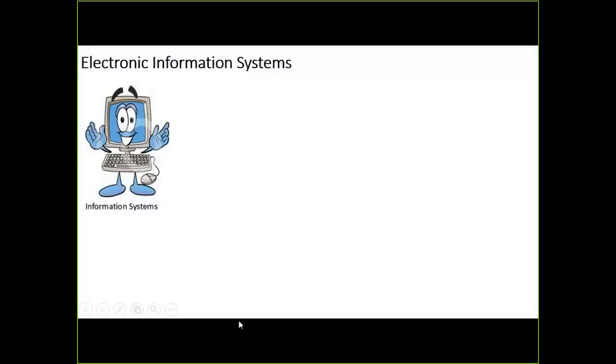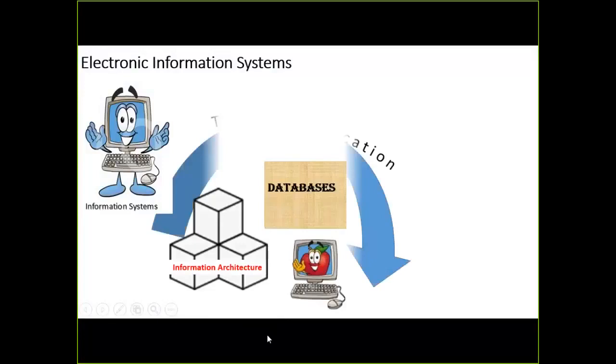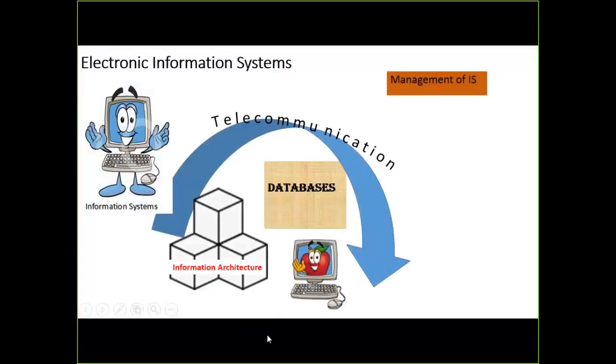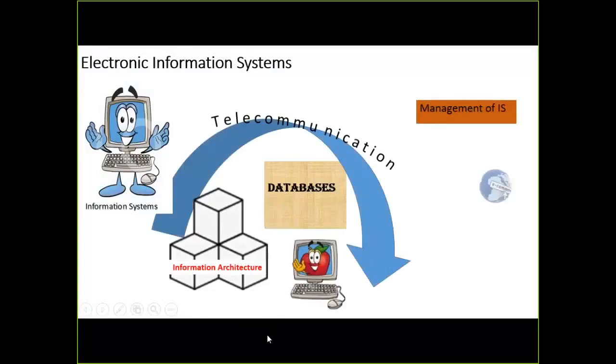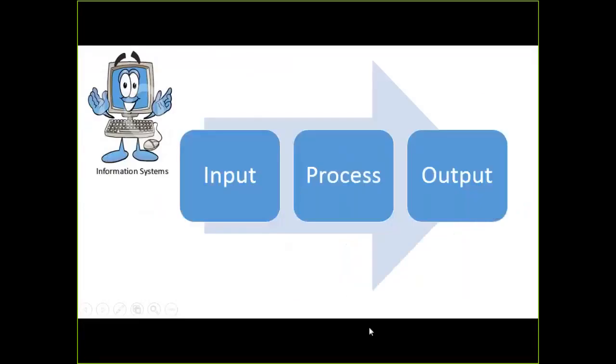So what are information systems? Also, what is information architecture? What are databases? How about telecommunications? How about management of information systems and e-commerce or productivity software? As you see, there is a number of different areas to look into when we talk about electronic information systems. So we're going to start with the definition of information systems.